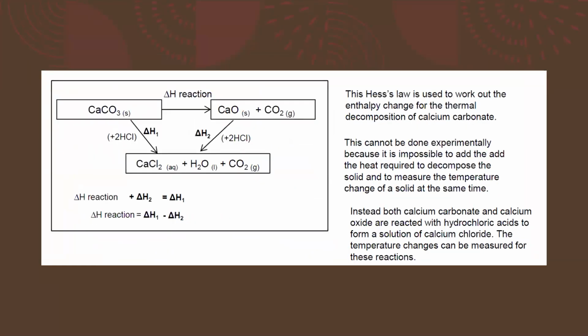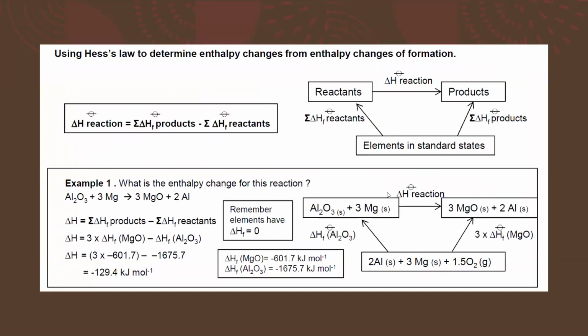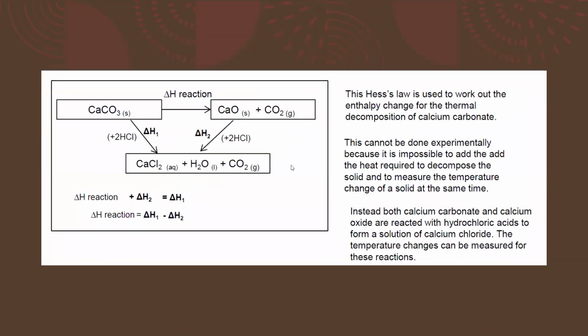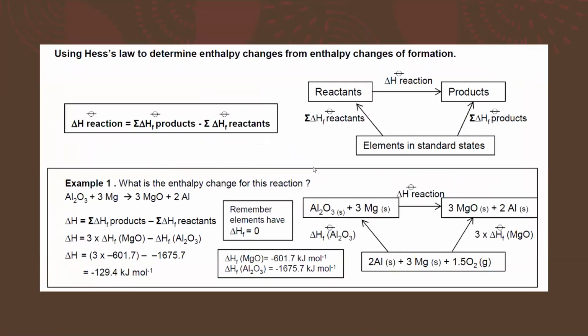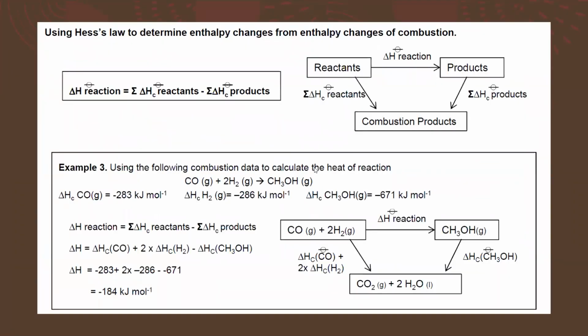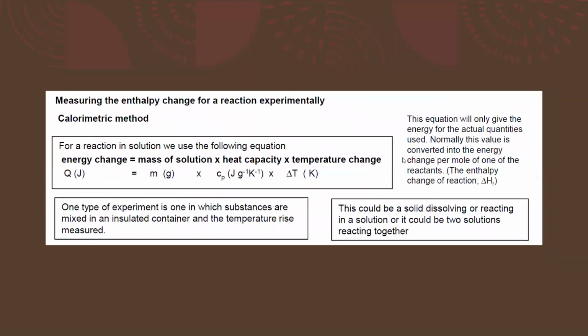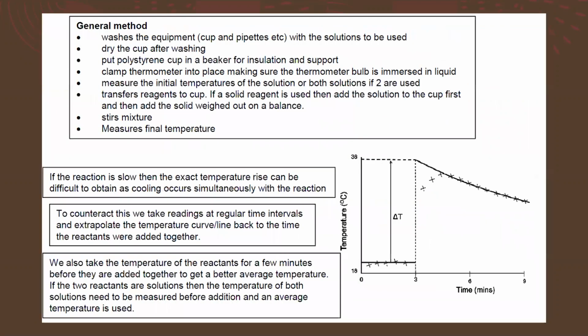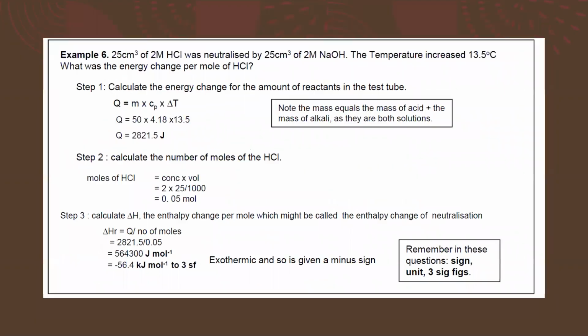So we can use it to find the enthalpy change normally for endothermic reactions. If enthalpy change of formation is given, we add the elements. If combustion is given, we write the combustion products. And practically, we can use a calorimeter to find the enthalpy change of a chemical reaction. E is equal to c m delta T, we get the energy, and energy divided by moles gives the energy change per mole.